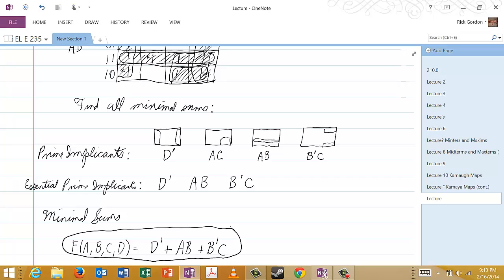it does not. But remember, everything that is essential must be in the final expression. Other terms, you'll just have to wait and see. And in this case, that prime implicant AC did not appear in our final expression. So here is the final answer for this problem. And if there was anything about it that seems strange to you, go over this example because it is definitely important.